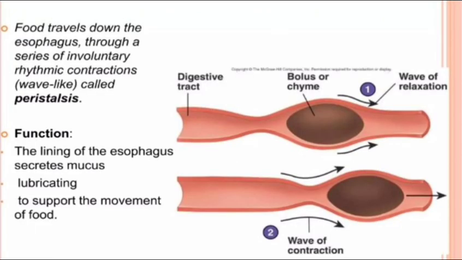Food travels down the esophagus through a series of involuntary rhythmic contractions, which means wave-like contractions, called peristalsis. So peristalsis means the movement of rhythmic contractions in the esophagus. Function: the lining of the esophagus secretes mucus. It provides lubrication to support the movement of food.